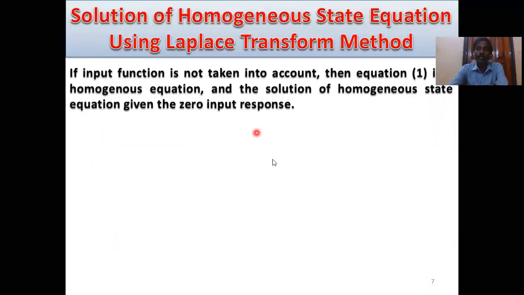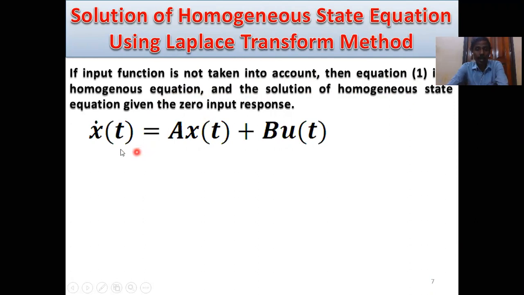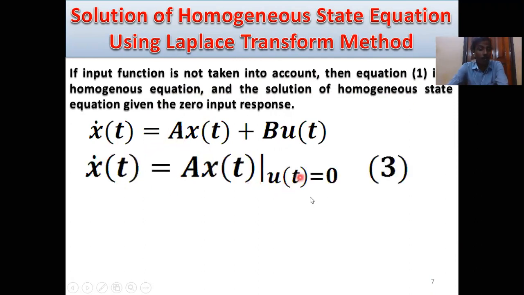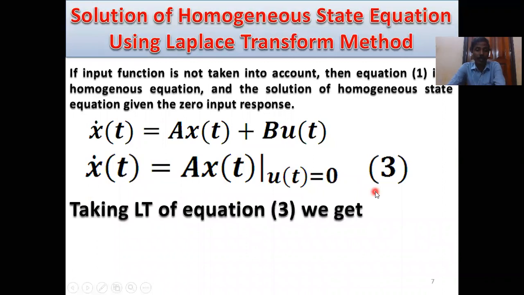Solution of the homogeneous state equation using the Laplace transform method. If the input function is not taken into account, then equation 1 is a homogeneous equation, already discussed, and the solution of the homogeneous state equation gives the zero input response. x dot t equals A x t plus B u t, and when u t equals 0, then x dot t equals only A into x of t. This is equation number 3.